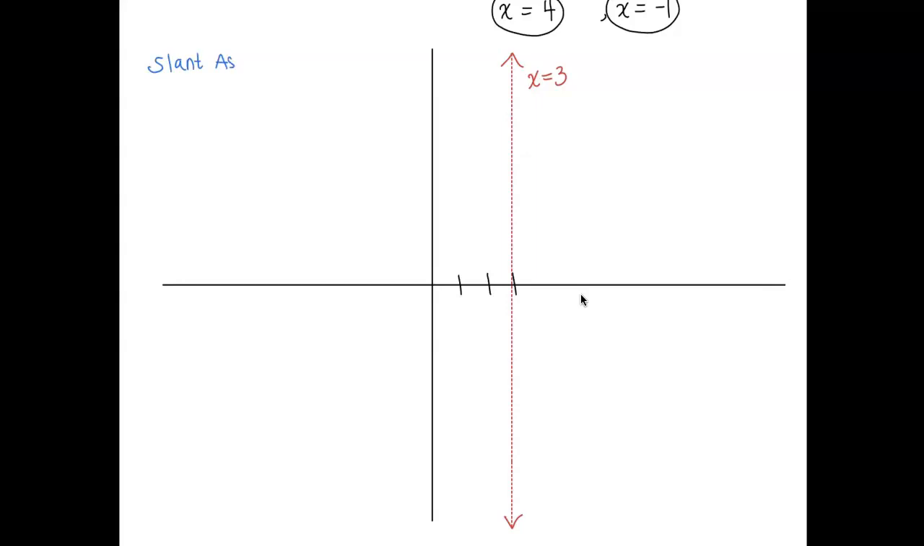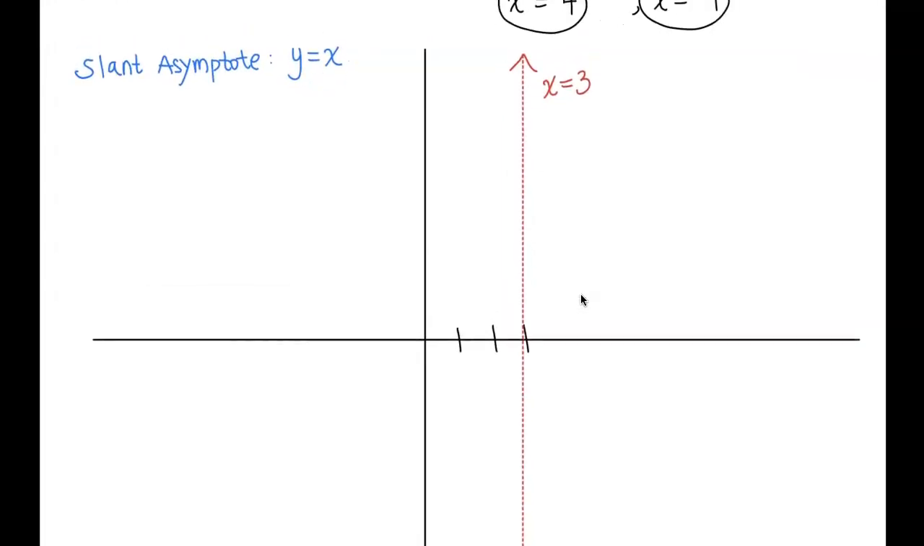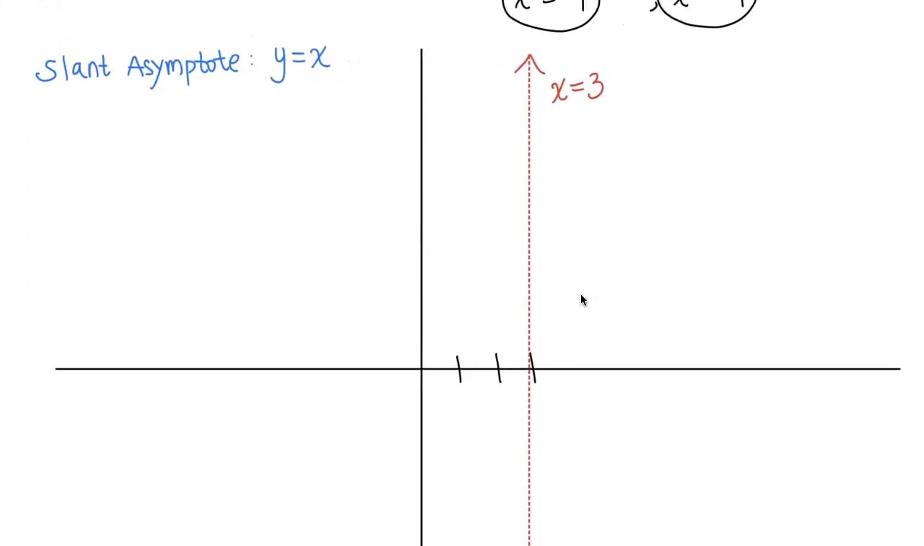Now this function didn't have any horizontal asymptote, but I remember that we had a slant asymptote at where? Slant asymptote of y equals x. So let's graph y equals x. That's an identity function, right? So when x is 0, y is 0. When x is 1, y is 1. When x is 2, y is 2. And when x is 3, y is 3.